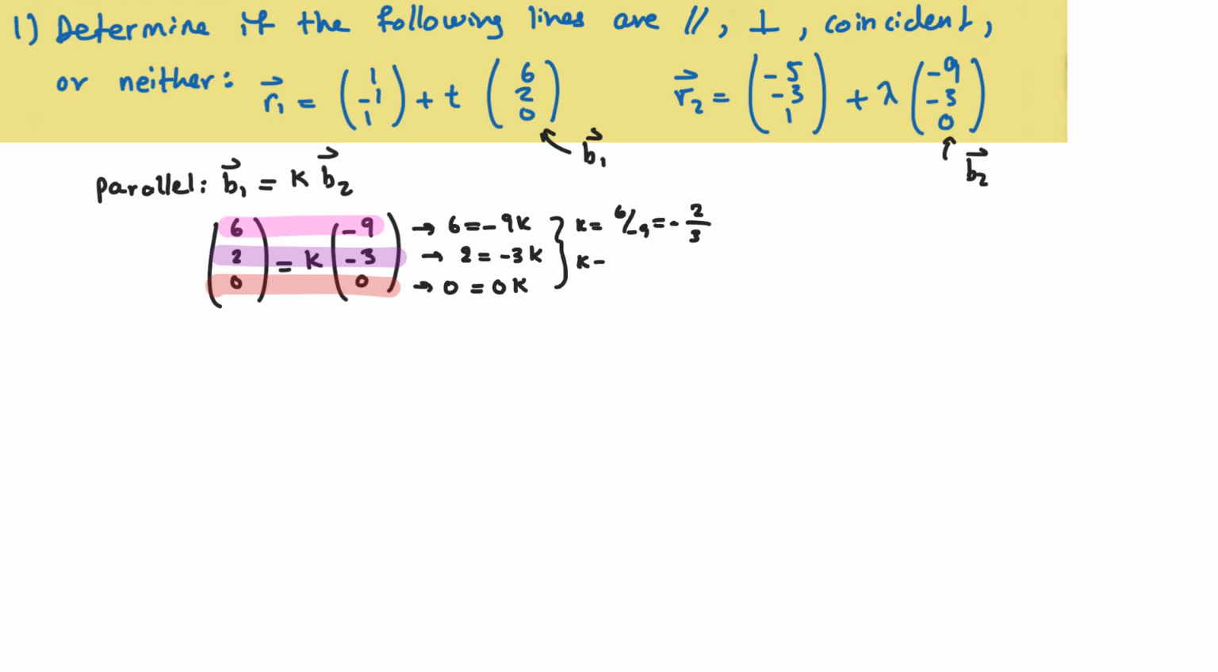For the next one, k is equal to -2 over 3. And for the last one, k can also equal -2 over 3, because if we plug in k equal to -2 over 3 here, we will get 0. So in this case, these are all consistent, meaning that the lines are parallel.